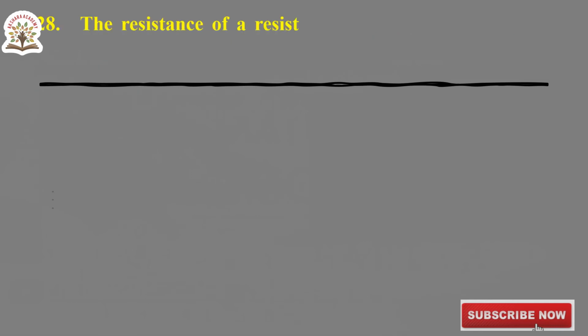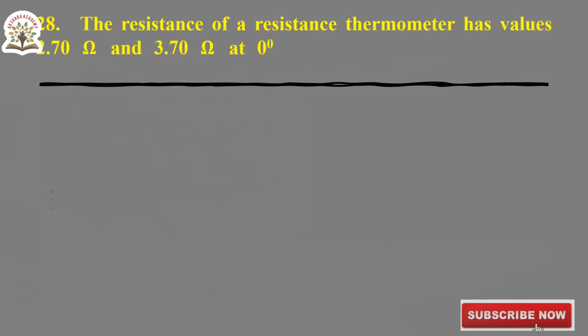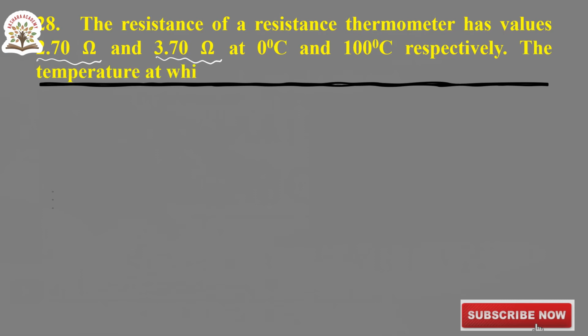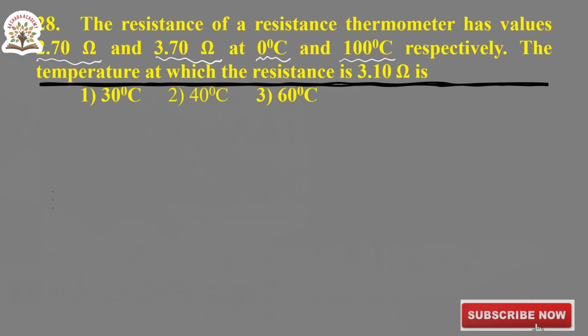The resistance of a resistance thermometer has values 2.70 ohms and 3.70 ohms at 0 degree centigrade and 100 degree centigrade respectively. The temperature at which the resistance is 3.10 ohms. Here we have to calculate the temperature at which the resistance is 3.10 ohms. Now let us go to the solution.